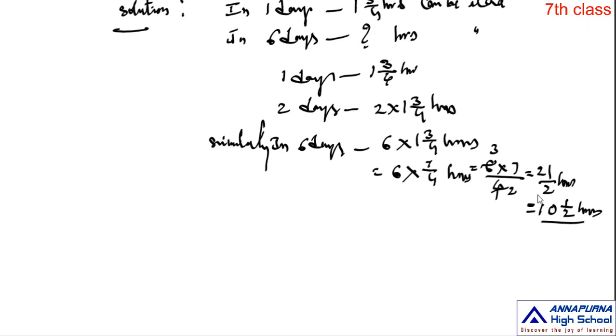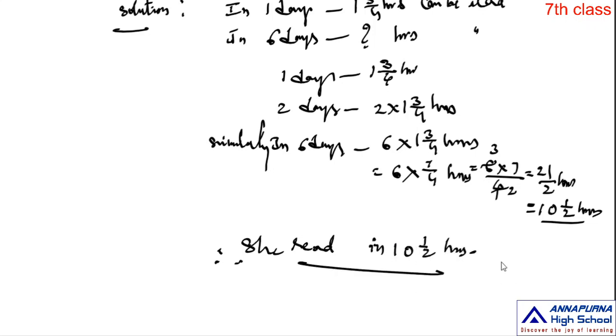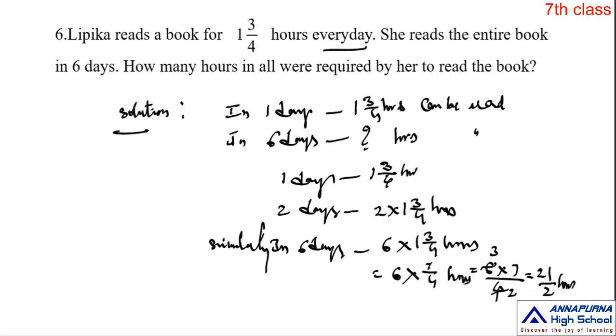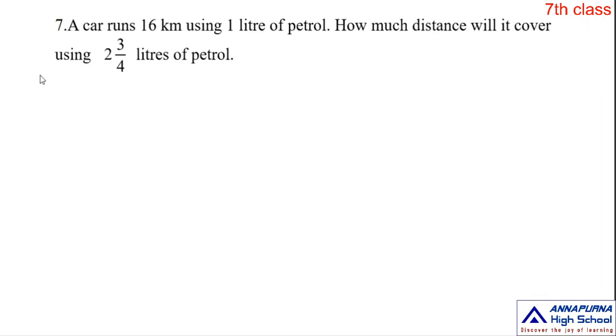So 10.5 hours. So in 6 days, she reads 10.5 hours. In 6 days, she can read 10.5 hours. So come to the next one.